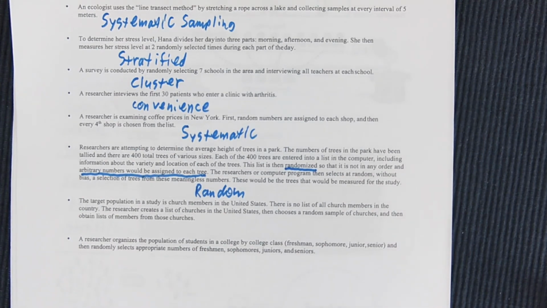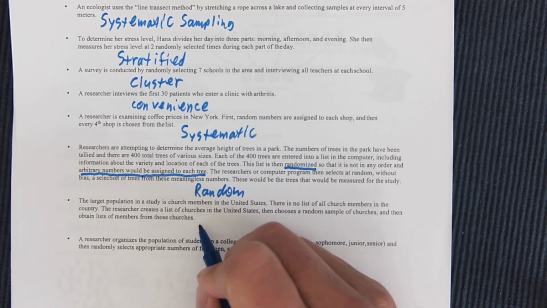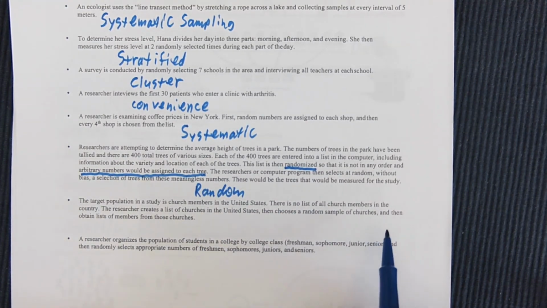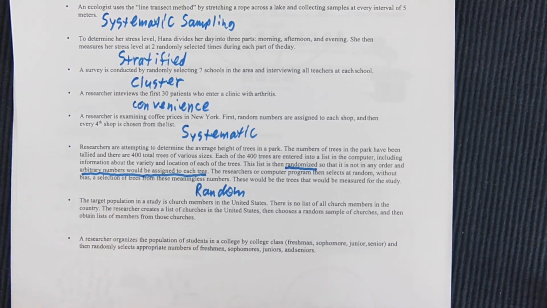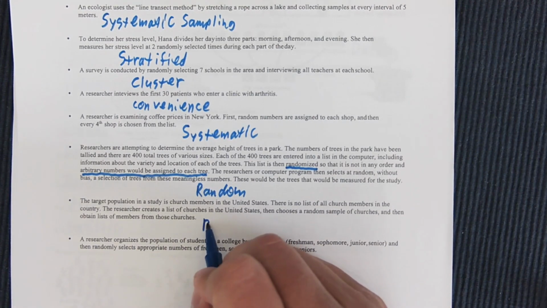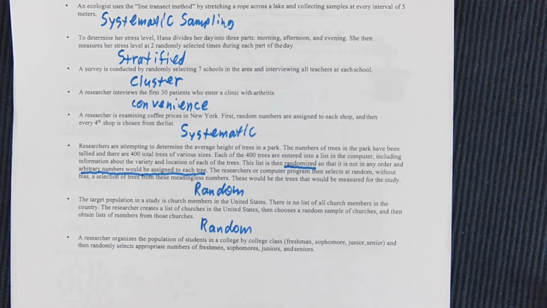A target population in a study is church members in the United States. There is no list of all church members in the country. The researcher creates a list of churches in the United States, then chooses a random sample of churches, and then obtains lists of members from those churches. This one's a little wishy-washy. The reason why this one's a little tough is because we don't know if they are getting lists of all the members of those churches or not, because it might be clustering, but we're going to call this one random. Again, this one's not worded all that clearly.